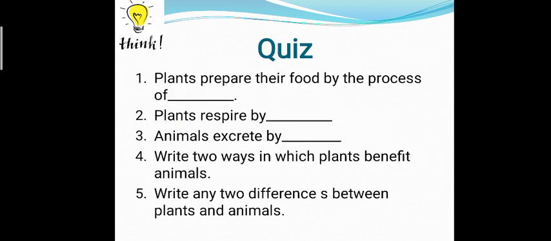So students, this is the time for the quiz. But before starting the quiz questions, what did we learn today? We learned the differences between plants and animals on the basis of their growth, respiration, movement, excretion and reproduction. Now again you can pause the video and solve these questions.